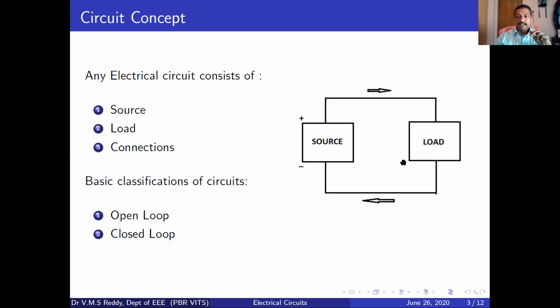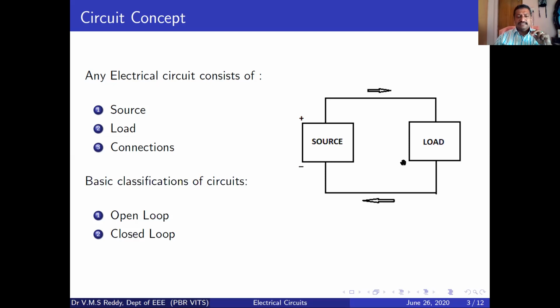I'll take one example: the tube light and switch in our room. The tube light is the load, the switch is the source, and in between them there should be a wire connection. Whenever you switch on, the load, the tube light, will glow because of current flow from source to load. So every basic circuit contains two parameters. We remember source and load are very important, and between them we need connections.